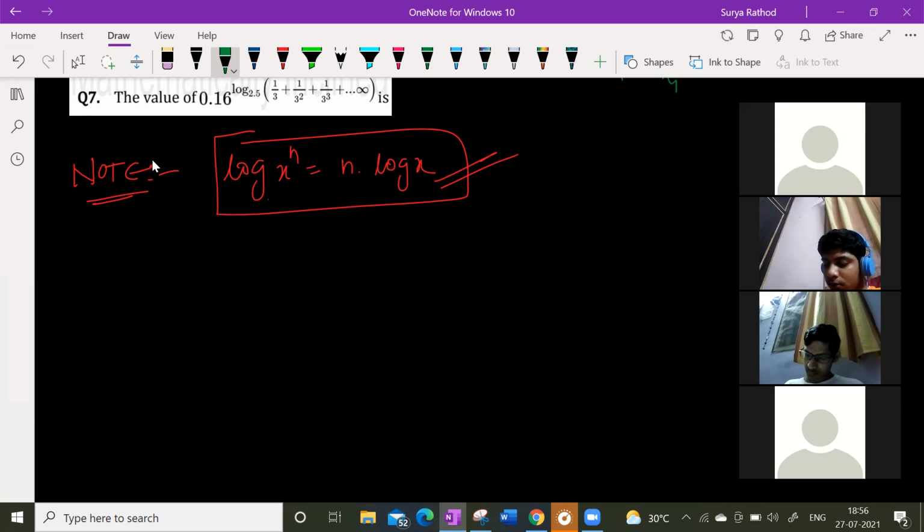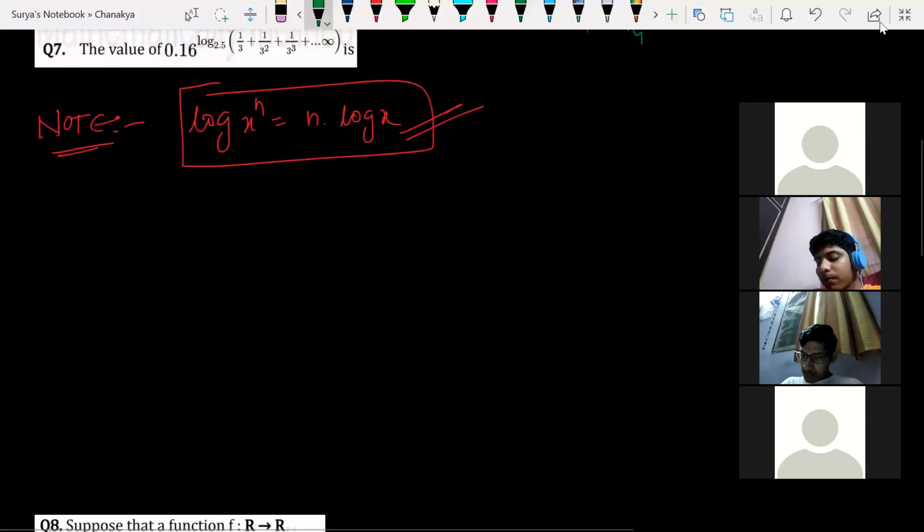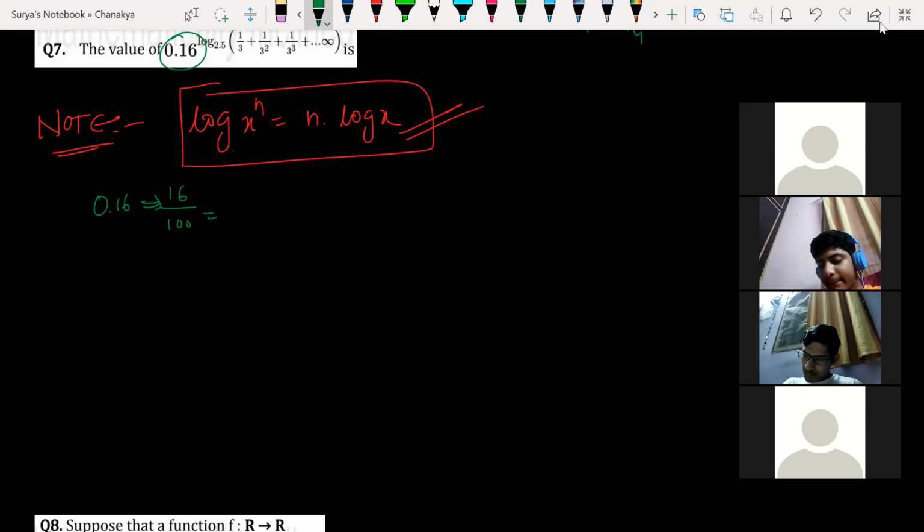All you have to do is this one. The value of log of something base 2.5 and 0.16. All right. So now look at this here. 0.16 is given here. So 0.16 can be written as what? 16 by 100. 16 by 100 can be written as 4 by 25. 4 by 25 can be written as 2 by 5 whole square. 2 by 5 whole square can be written as 5 by 2 whole to the power of -2.